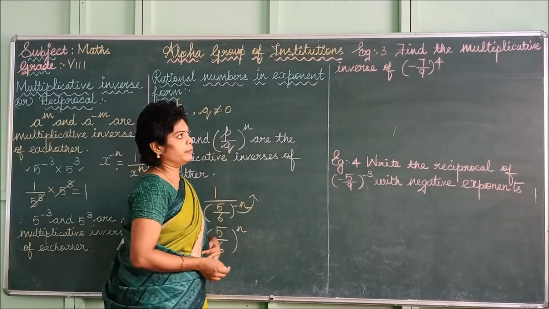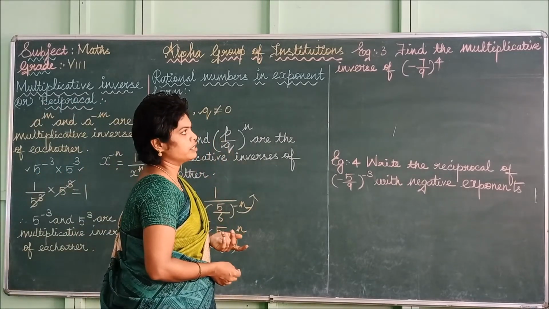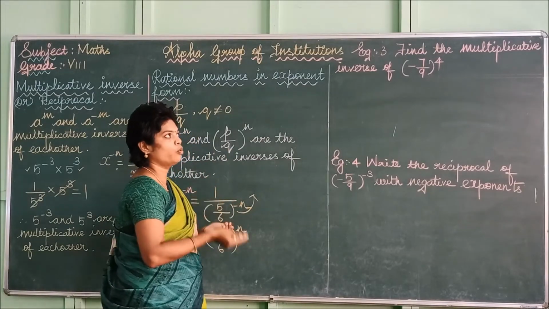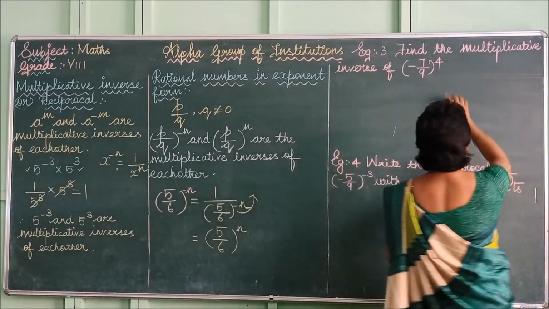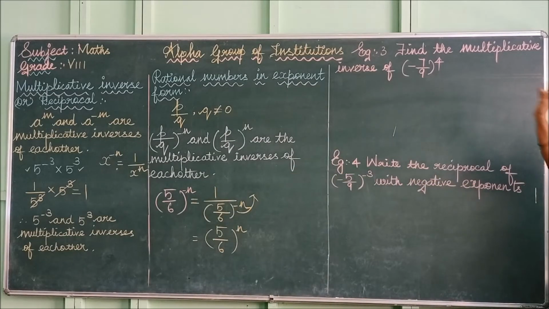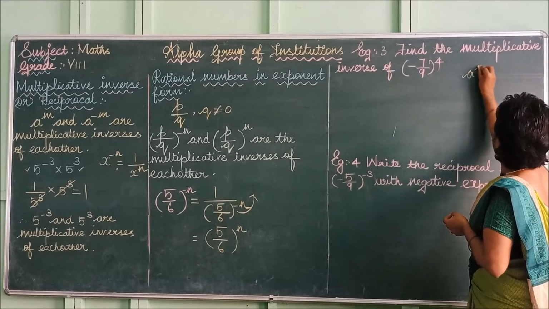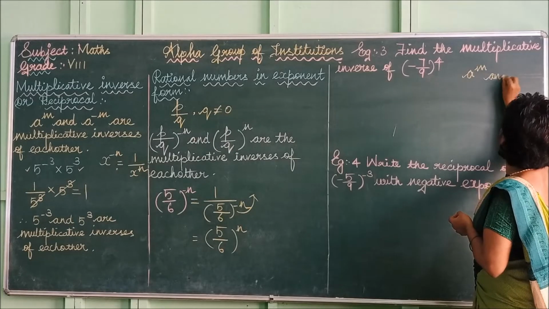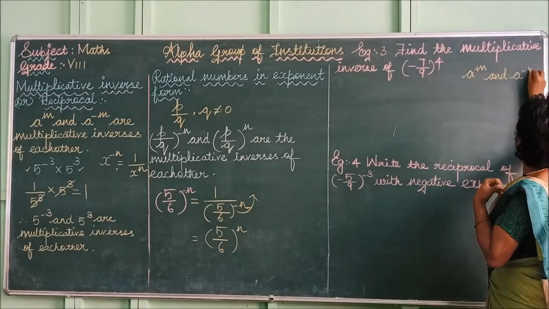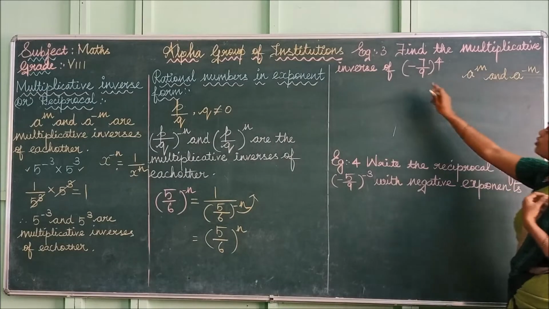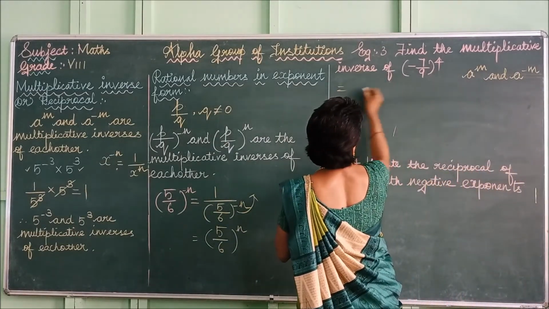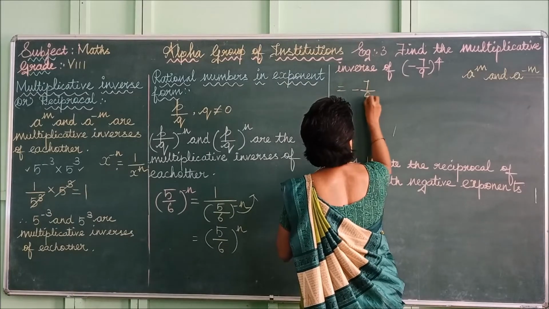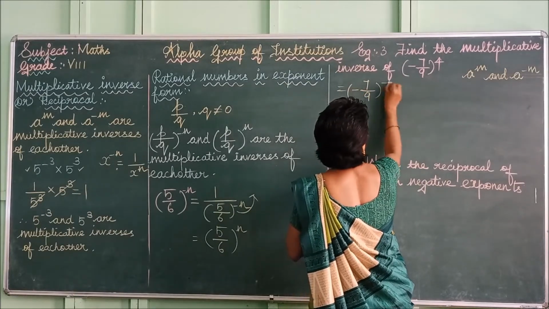So look at example number 3. Find the multiplicative inverse of (-7/9)^4. So you can write (-7/9)^4 as given here. How will it be changed? a^m and a^(-m) are the multiplicative inverse of each other. Here the power is positive, so you can change it to negative. So that will be changed as (-7/9)^(-4).